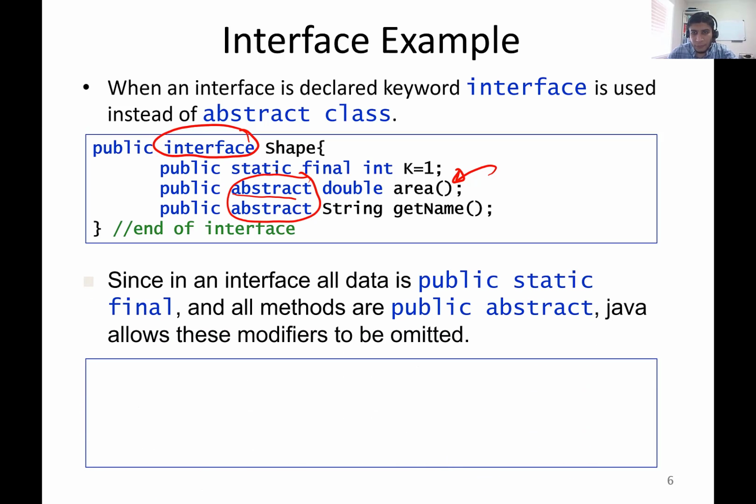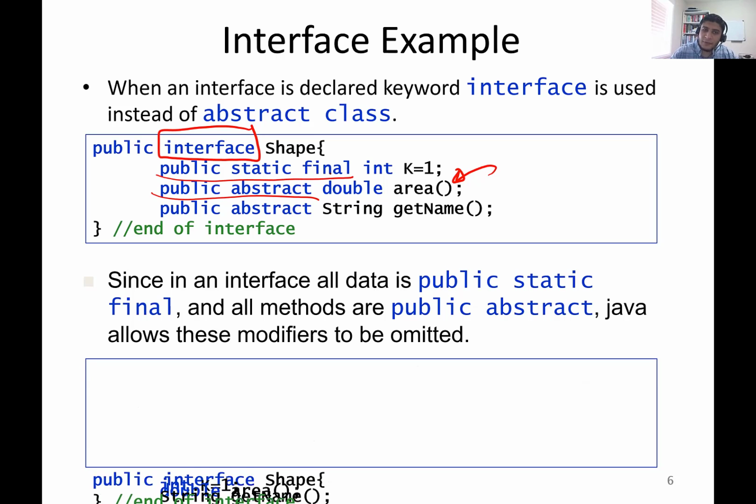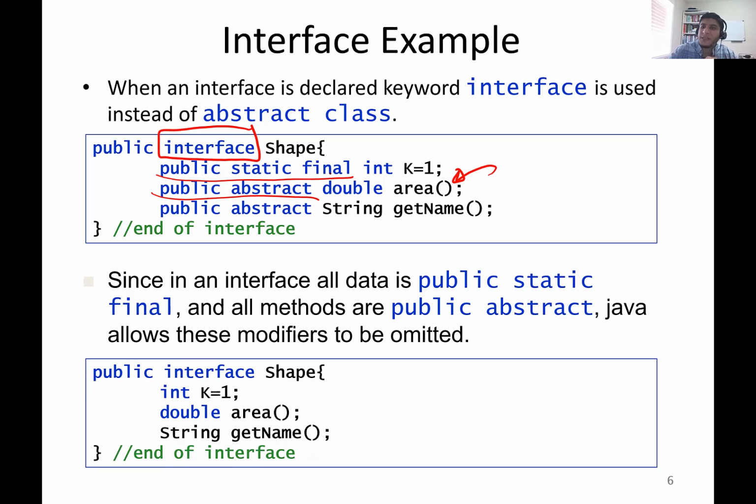Okay. So one thing to mention here is, because we define this as an interface class, the Java JVM compiler knows that all the methods have to be public abstract and all the variables have to be public static final. That means, to simplify, you can just remove all these specifiers, right?